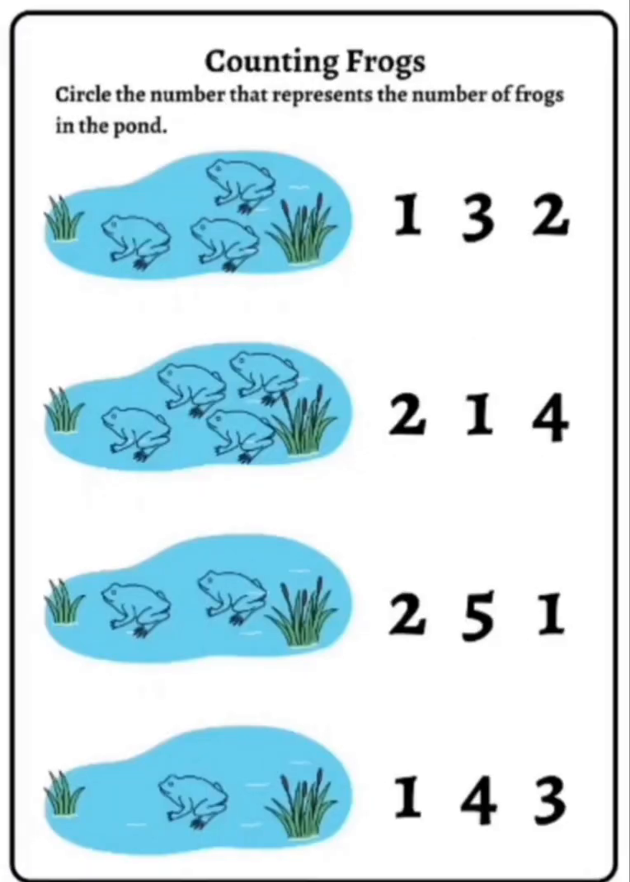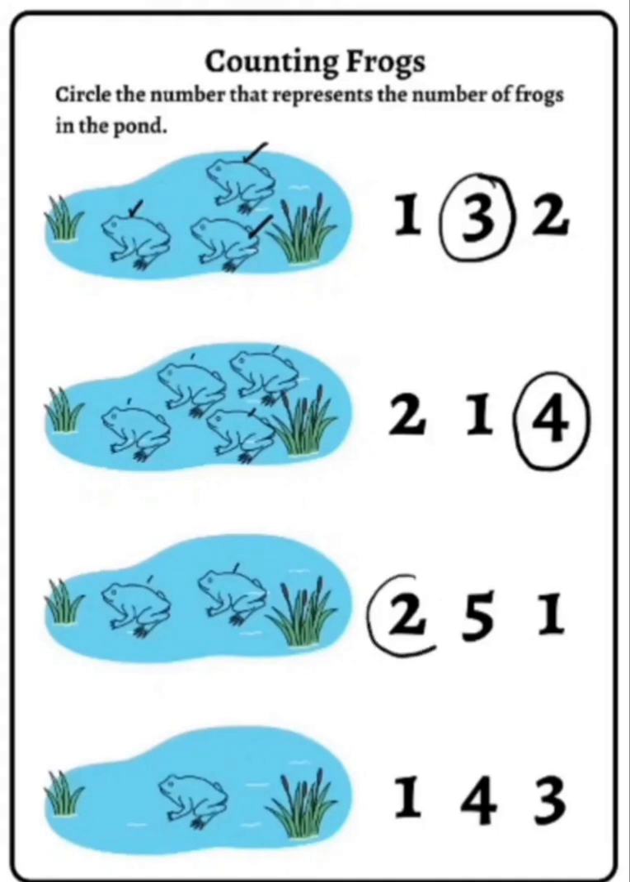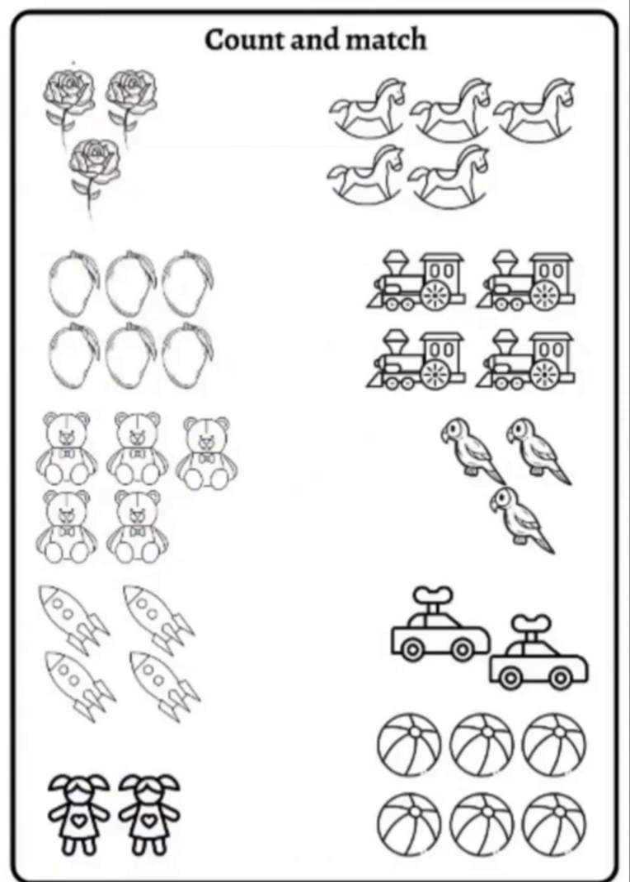Now it's counting frogs. Circle the number that represents the number of frogs in the pond. 1, 2, 3, and circle 3. Let's count the next. 1, 2, 3, 4, and we will circle 4. Let's count 1, 2. Circle the number 2. We have only one frog. Circle 1.